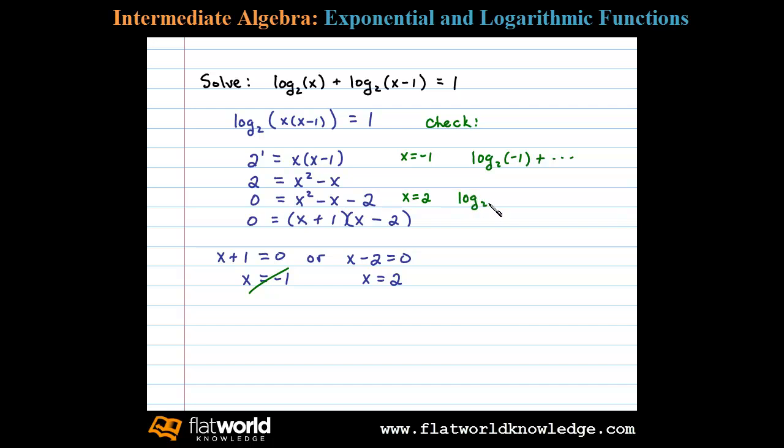Doing so, we have log base 2 of 2 plus log base 2 of 2 minus 1, which is 1, and we need to see if that equals 1. Well, log base 2 of 2 is 1, plus log base 2 of 1 is 0, and certainly that does equal 1. That tells me that x equals 2 is the only solution to this original logarithmic equation.